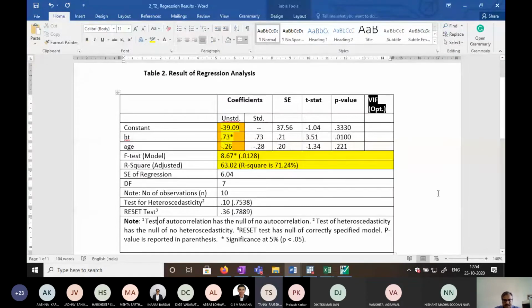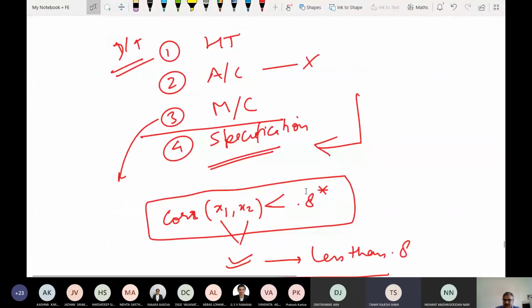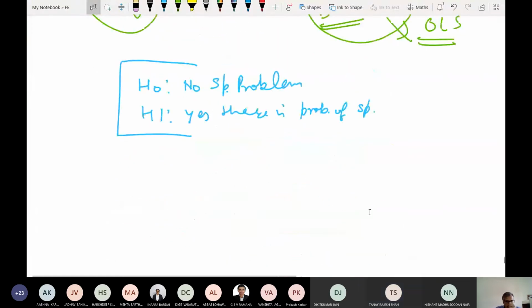Any question? Sir, can you show the H0 and H1 for the RESET test? RESET test. That no specification problem. Okay.